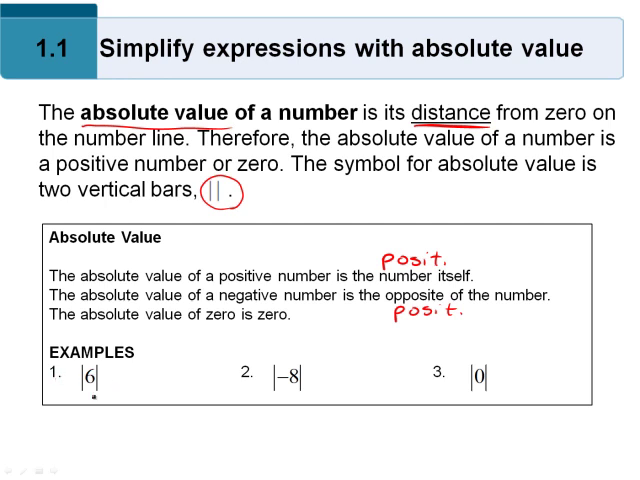We have the absolute value of 6. Well, that's the distance, so it would just be 6. The absolute value of negative 8, the distance from 0 to negative 8, is still just 8 places. And the absolute value of 0 is just 0. So what we've seen so far is that it doesn't matter if the number is positive or negative. When you take the absolute value of that number, it's always going to be a positive answer.